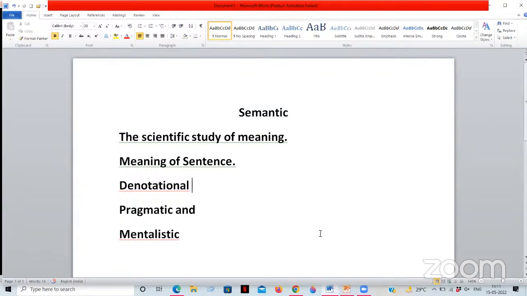it differs. Okay, and another one is pragmatic. Now, what is pragmatic? What do you know about the term pragmatic?